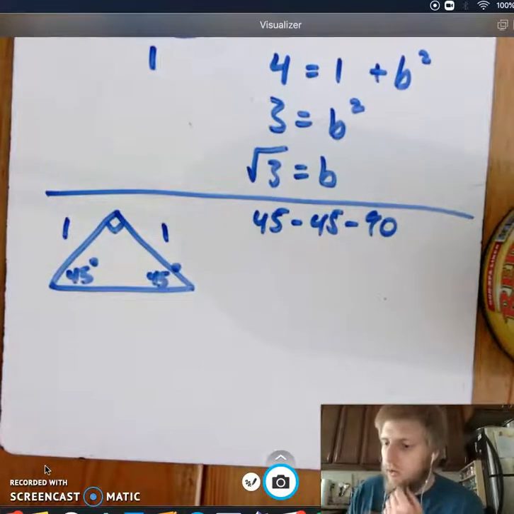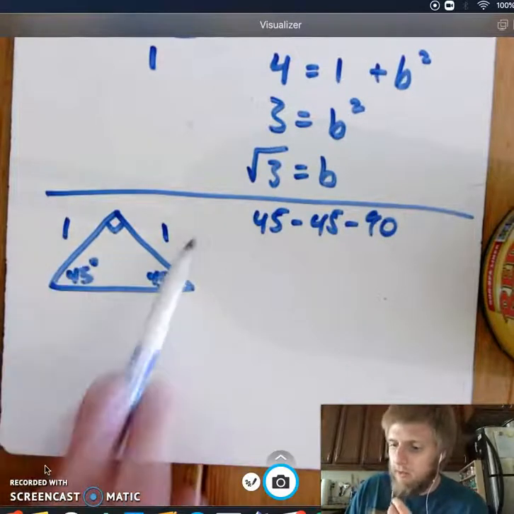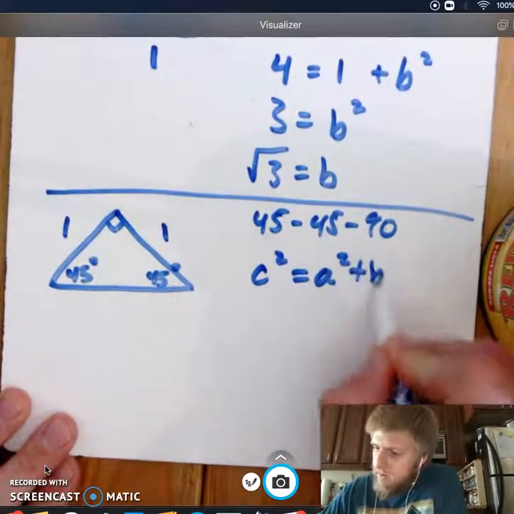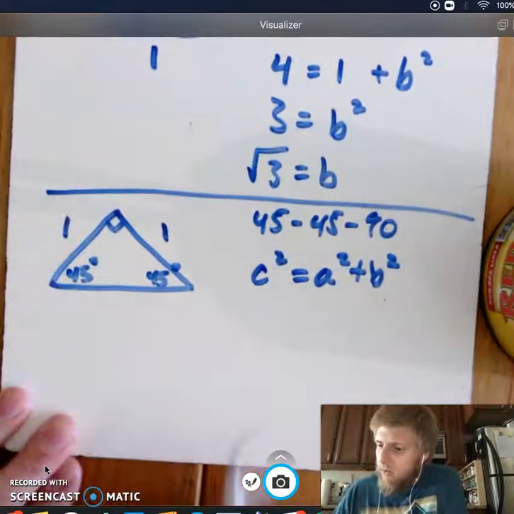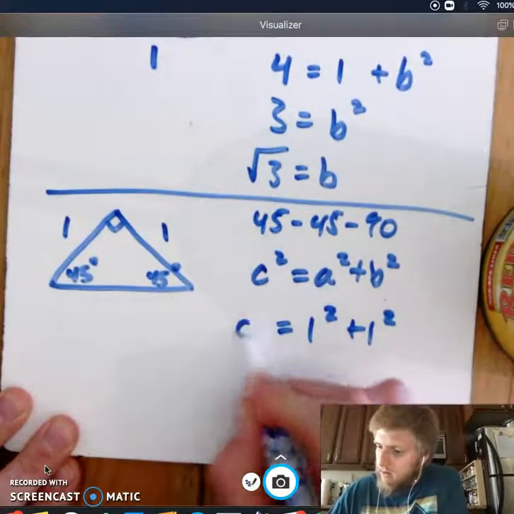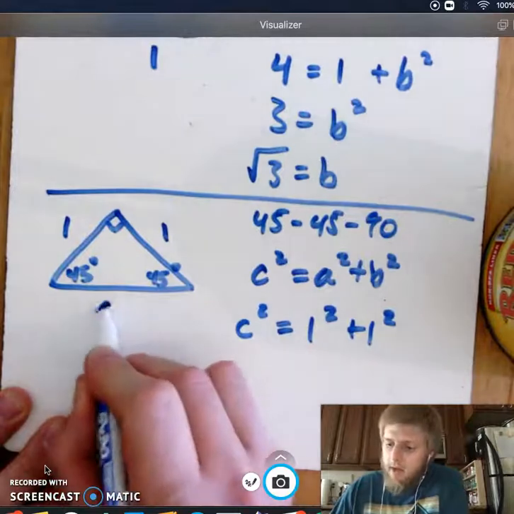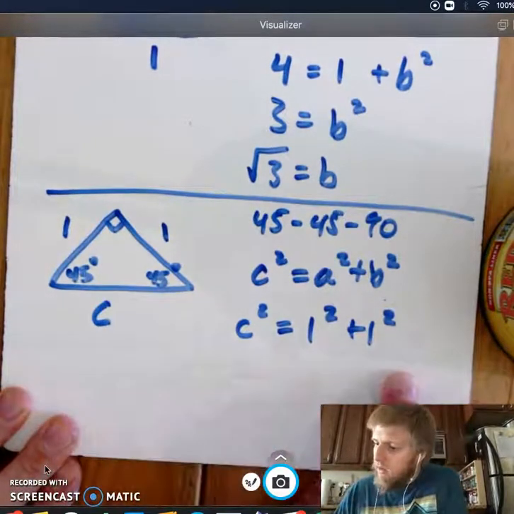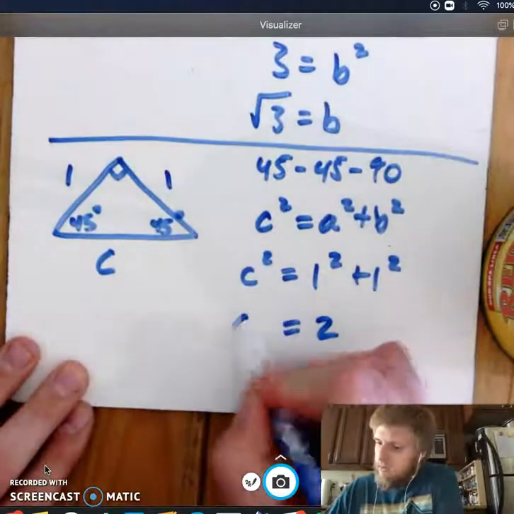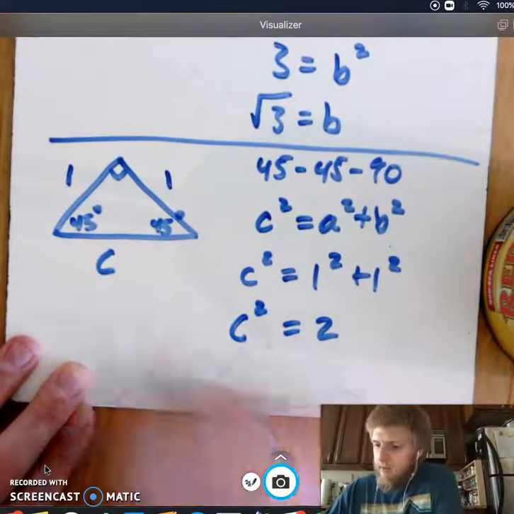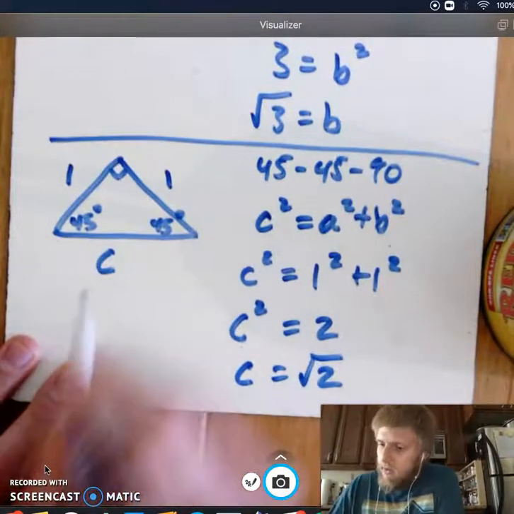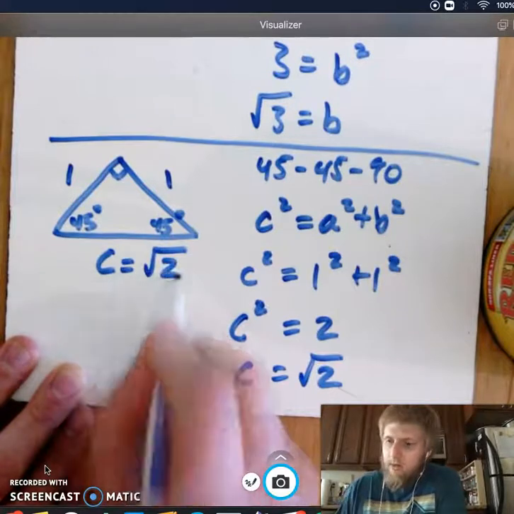So we're going to use the same rules. This would be a, this would be b, this would be c. So the Pythagorean theorem looks like this. a and b are both 1, so this would be 1 squared plus 1 squared equals c squared. The hypotenuse here being c. So 1 squared plus 1 squared, well, that's just 2. So c squared equals 2. That means that this one, the long side, is just root 2. So that is where that root 2 comes from.